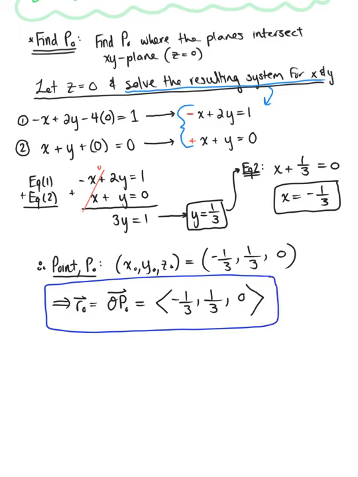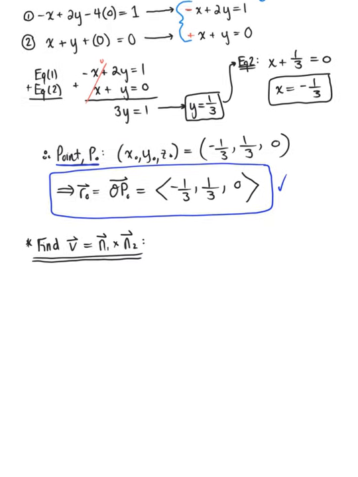So now that we have the point P0 and the position vector, we need to go ahead now and find the vector that's parallel to the line. So we want to find vector v. Now, vector v is going to be defined here by the cross product of the two normal vectors. So here we go. We need a little bit more room.